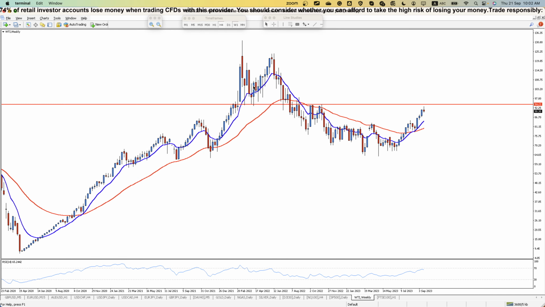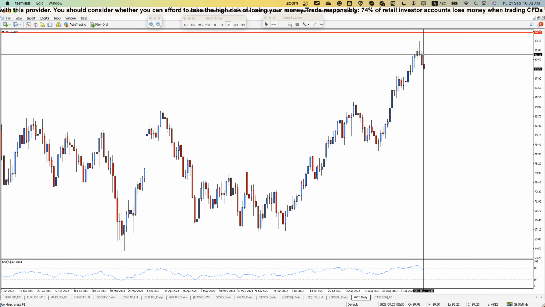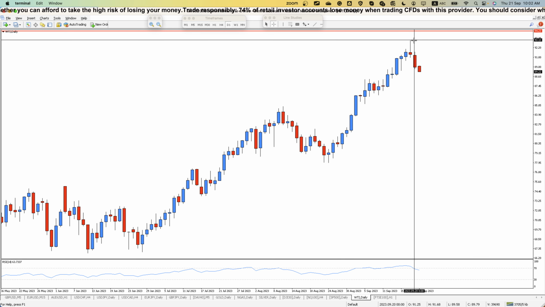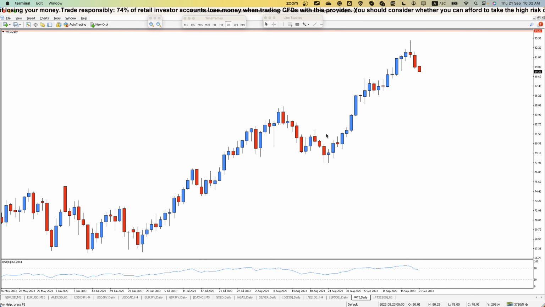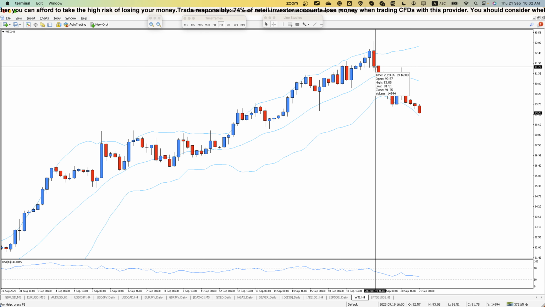WTI, finally price approaches this area of resistance on the daily chart. On the daily chart, a nice reversal price action after a very long impulse move, retracement, and we do expect to see price move even lower. On the 4-hour chart, this bearish engulfing.